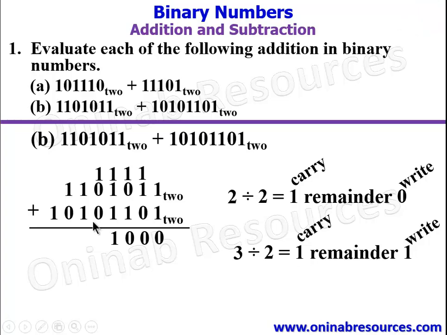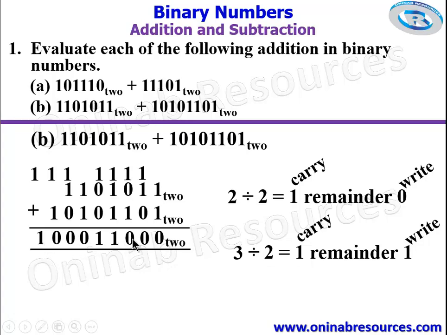So 1 plus 0 gives 1. 1 plus 1 gives 2. So we write 0 and carry 1. So this 1 plus 1 again is giving us 2. We still write 0, carry 1. Then 1 plus 1 gives 2. We write 0, carry 1. So that one will now be brought down here to give our final answer of the summation to be 10000110000 base 2. That's all for problem 1B, and then the entire problem 1.